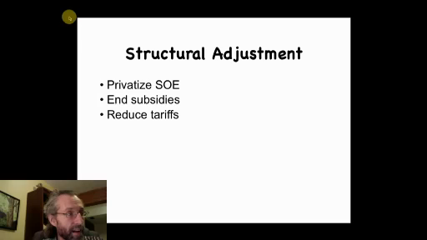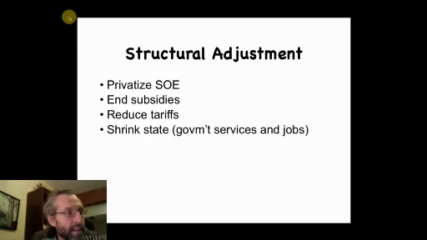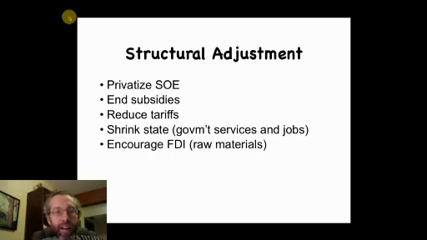to cut their tariffs, and then we're telling them that they must shrink the size of the state, lay off a lot of government jobs, have fewer government services, make your government and your state smaller, and finally encourage foreign direct investment, more foreign investment. And essentially they're saying to these countries that you should just be shipping out raw materials. We shouldn't bother with producing goods in your countries because you don't have the comparative advantage.